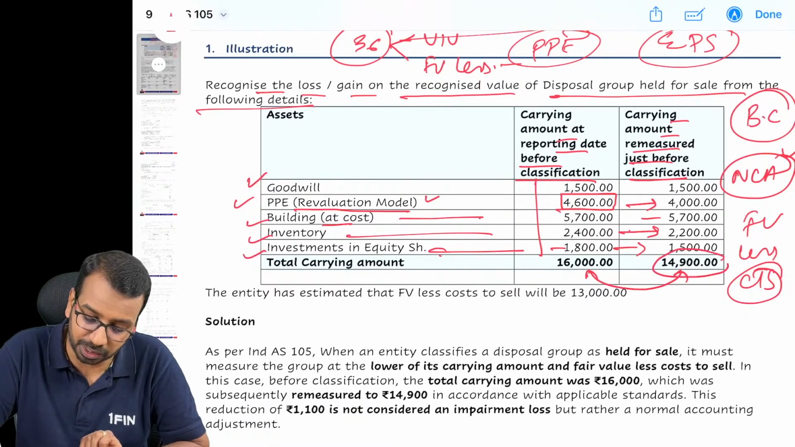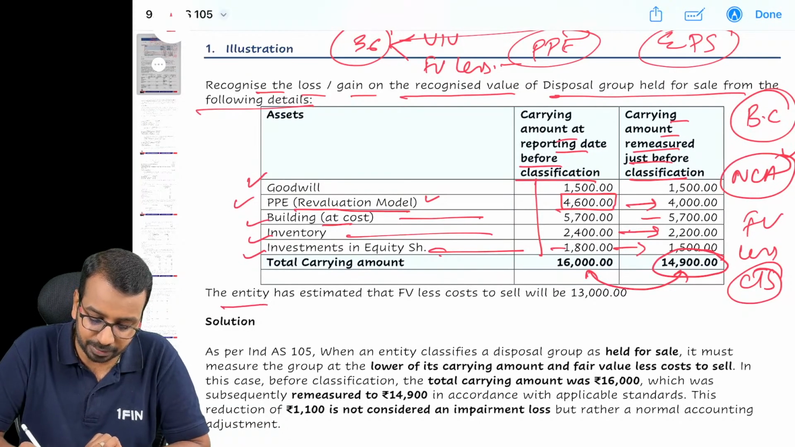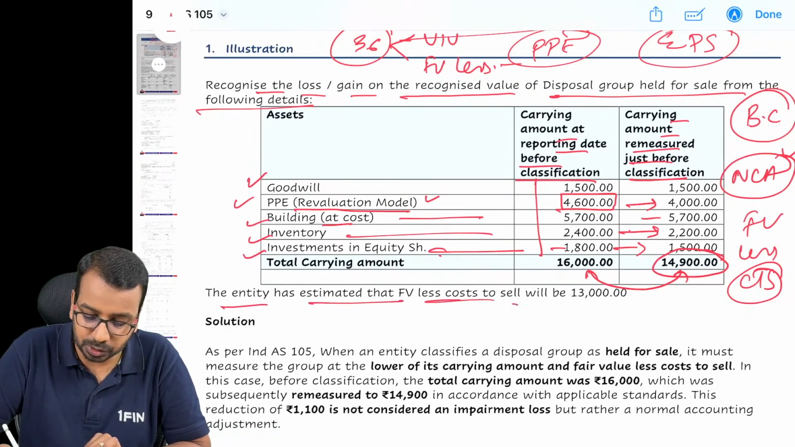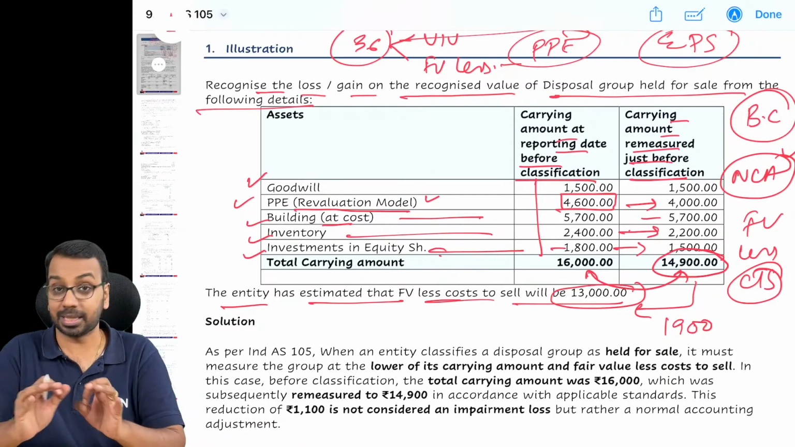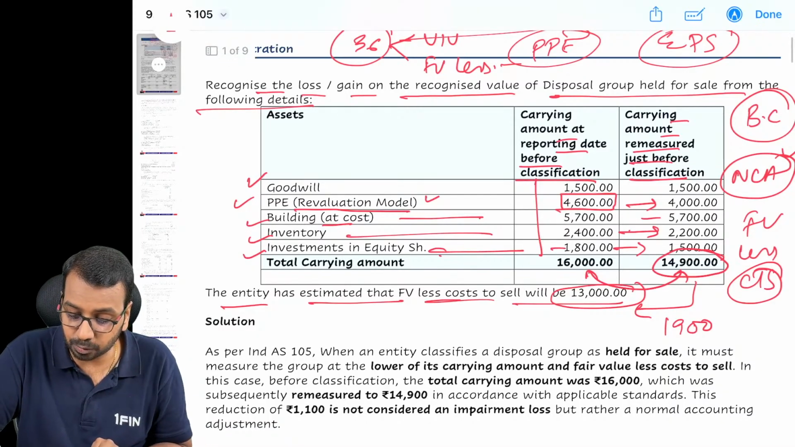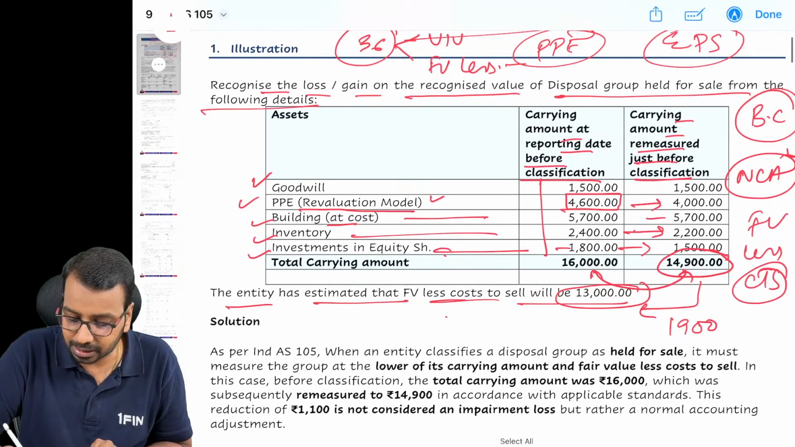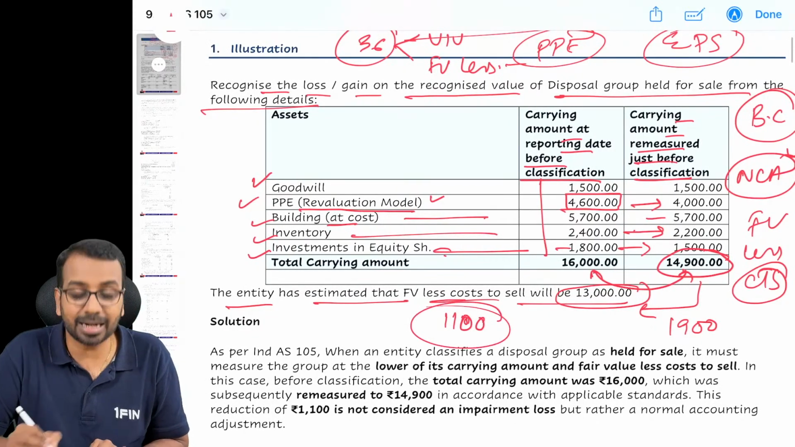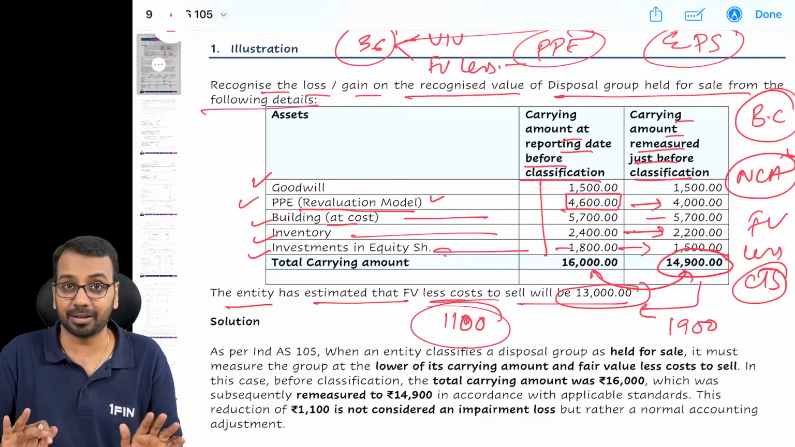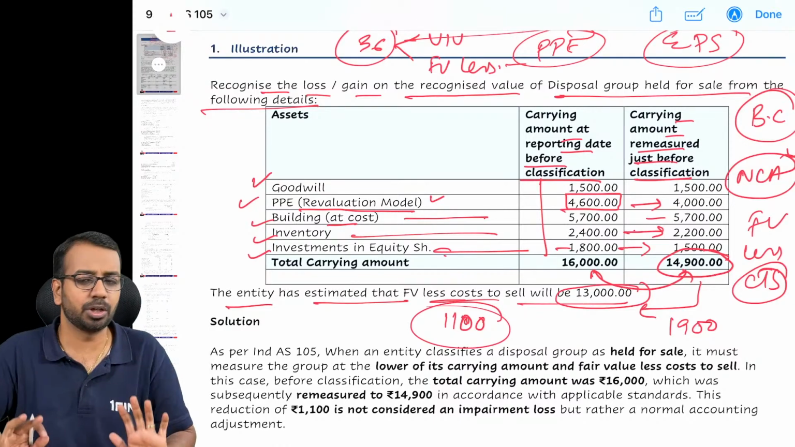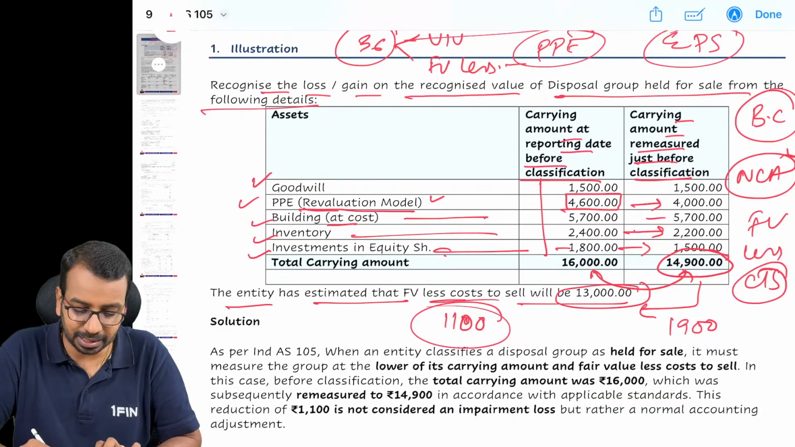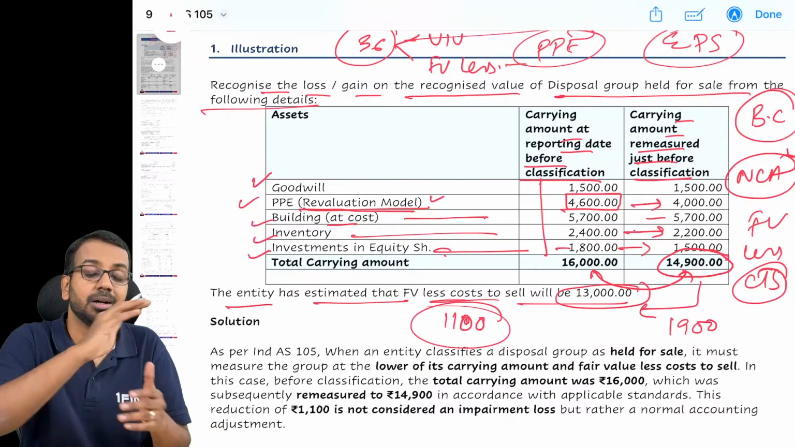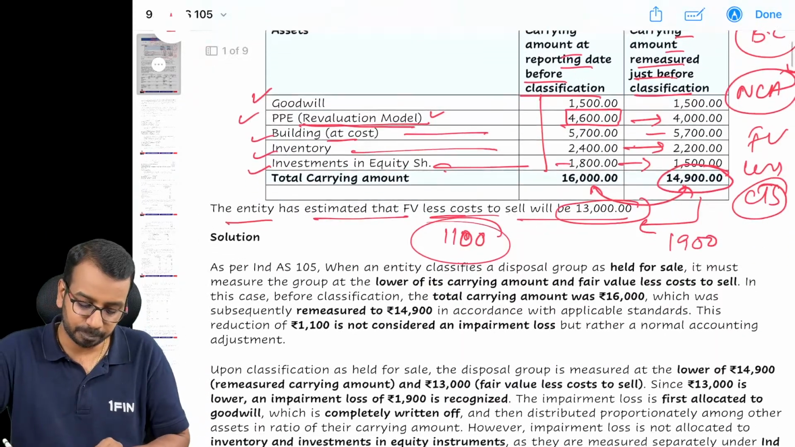After that, this 14,900 you will compare with fair value less cost to sell, which is given to be 13,000. So what is the loss for Ind AS 105? That is 1,900. That is how we have to compute. The 16,000 to 14,900, that is 1,100, that loss will be handled by the respective standard. Whatever the standard says, accordingly we will do the calculation and charge it off to P&L. Or, in case of the revaluation model, you would have debited the revaluation surplus.